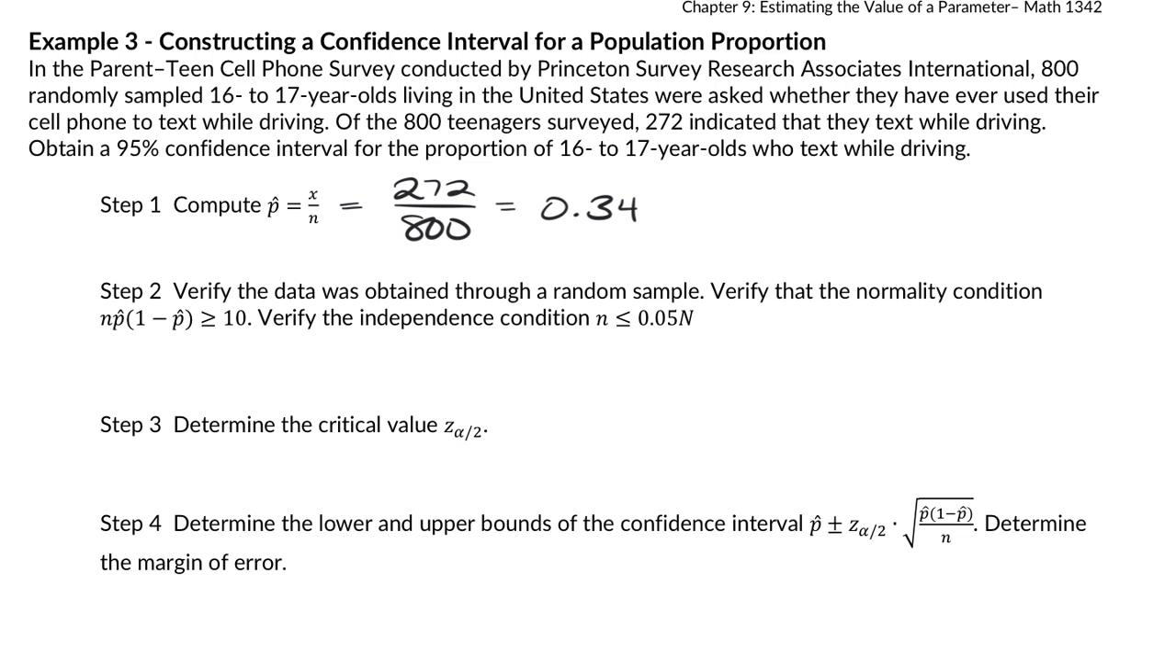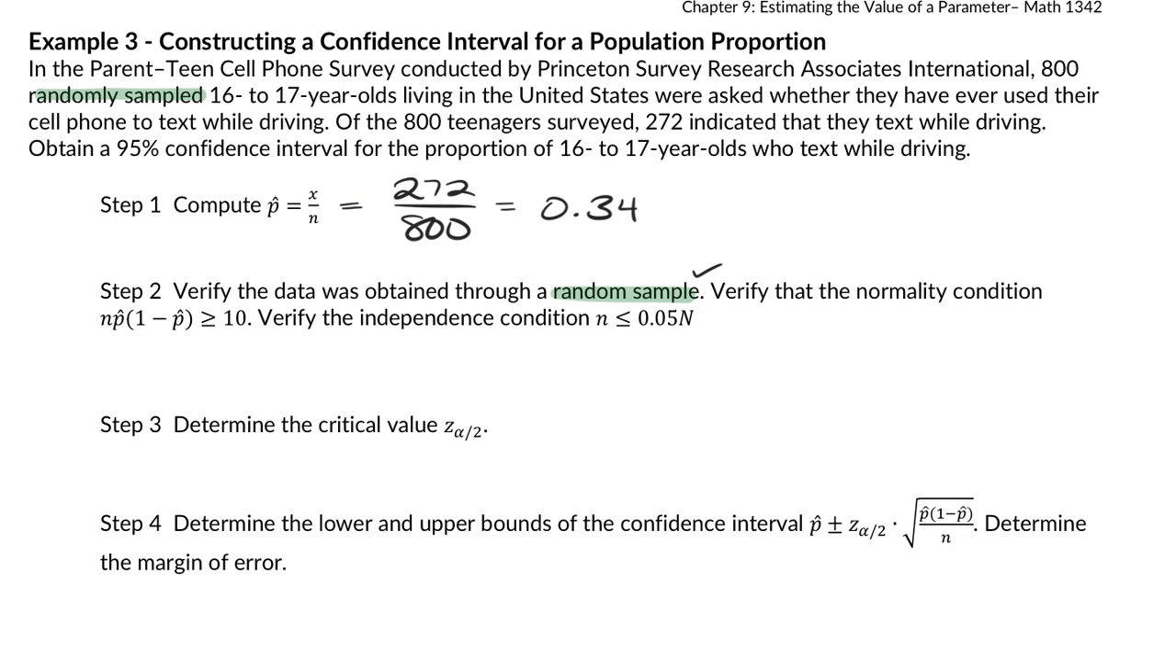Step 2, we have to make sure we can use the rules that we're using. Verify the data was obtained through a simple random sample. Are we good? Do we see these words, random sample, in the blurb? Yes. Right here. Randomly sampled. We're good. The second thing we have to check is we have to verify the normality condition, that the sample size is large enough.